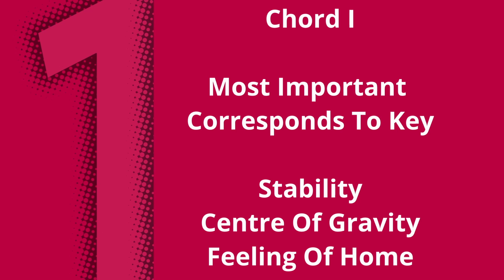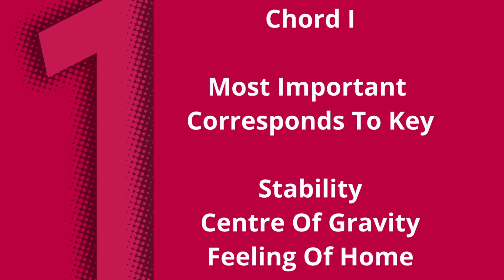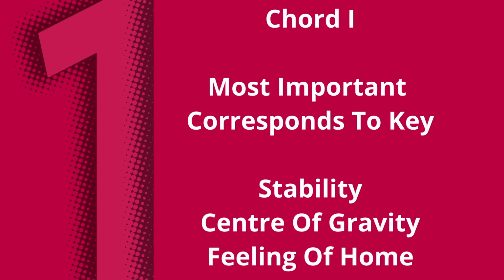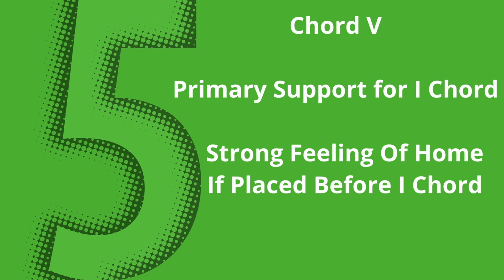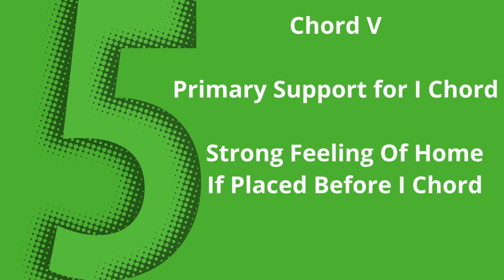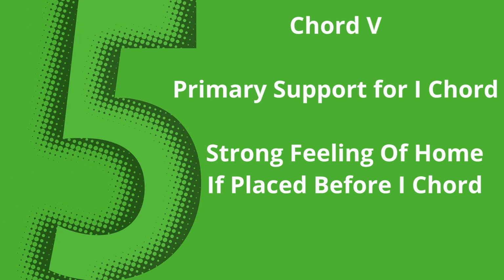As promised, we will now discuss the emotions and feelings of the 1-4-5 progression. Chord 1 is the most important chord. It corresponds to the scale in question. It offers stability, a centre of gravity, and provides a feeling of home or completeness when it is arrived at. The next most important chord is chord 5. It has a pivotal supporting role for the 1 chord. Going to the 5 chord before 1 provides a very strong feeling of returning home.